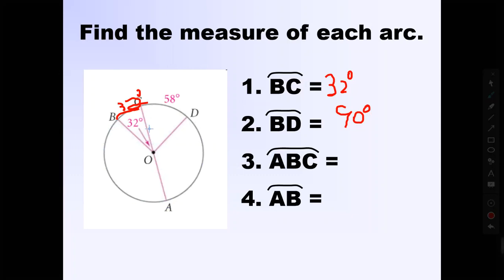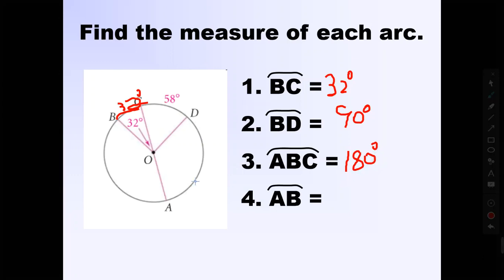We can see AC is a straight line, right? It's the diameter of the circle. That means it's 180 degrees. So if the angle here is 180 degrees, half of the circle, then its arc is also 180 degrees.